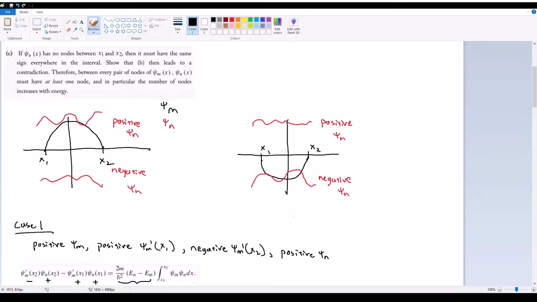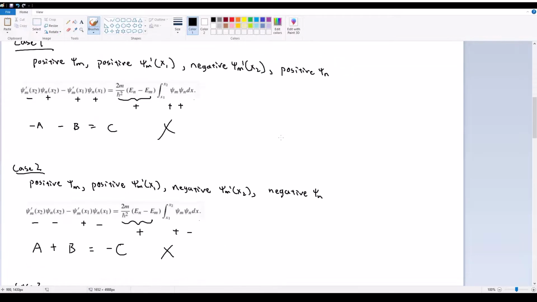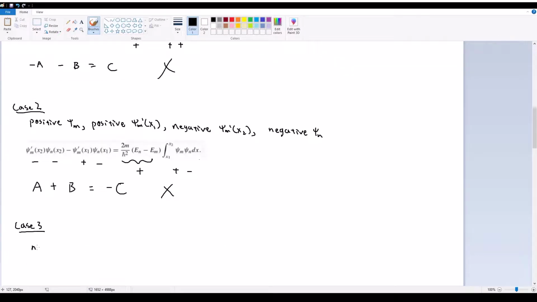Now, let's look at case 3, which is over here. It's going to be this downwards, negative sort of mound, and then let's look at positive psi n. So this is going to be negative psi m, and then the derivatives are going to switch signs, so it's going to be negative psi m prime at x1, and then positive psi m prime at x2, and then we have positive psi n.